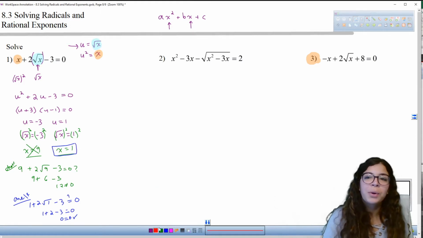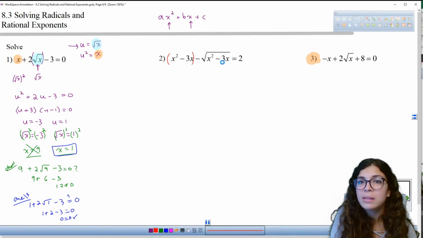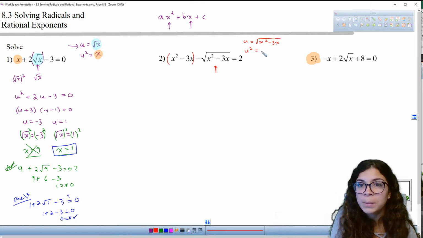All right. Let's try one more, and then you guys can try one on your own. All right. So on this one, notice that we have some expression in the front. Now, do you notice that that expression is the same thing as this that's on the inside of the radical? So u will be this radical right here. We're going to replace u with the entire radical, x squared minus 3x. So u squared would be all of this squared, which would be x squared minus 3x.